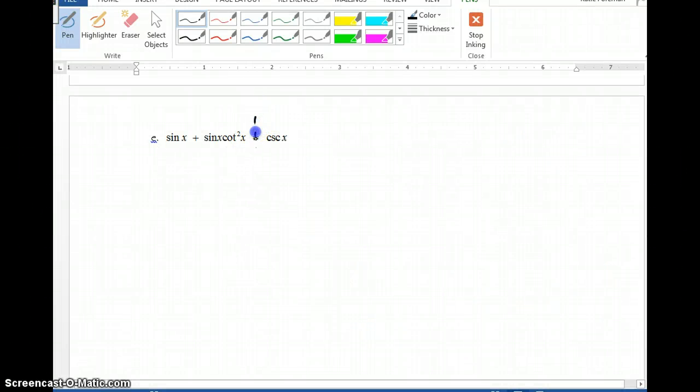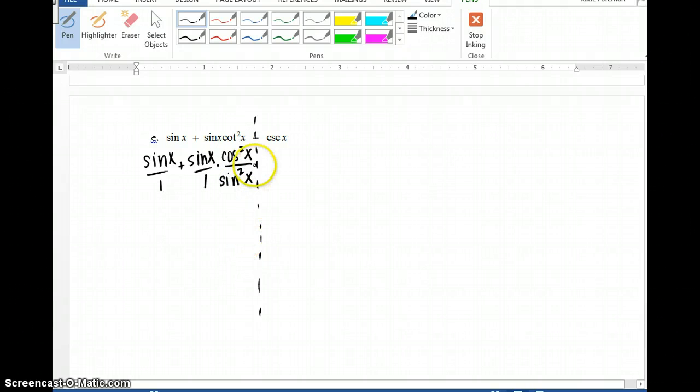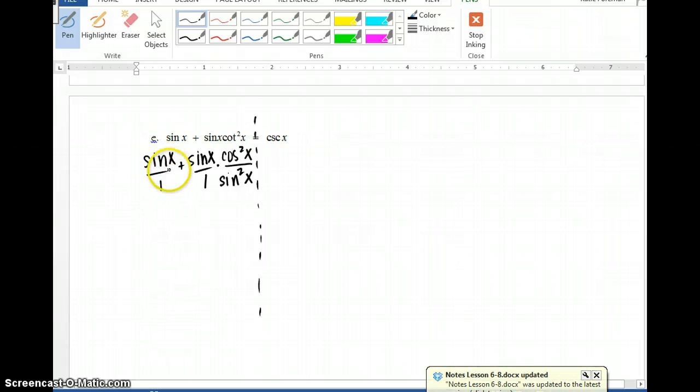Alright, part E. Let's work on the left-hand side here. Sine x stays put. Sine x over 1 times cotangent we know is cosine divided by sine, but when the original function is being squared, you also have to square each individual function when you rewrite it. So this is what I would get when I just replace cotangent squared with cosine squared divided by sine squared. A couple things that I need you to see. You can't cancel the sine that comes before the plus sign with the sine in the denominator over here. We can't cancel across plus or minus signs.